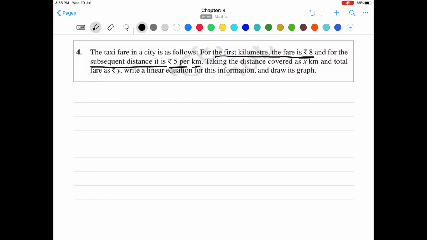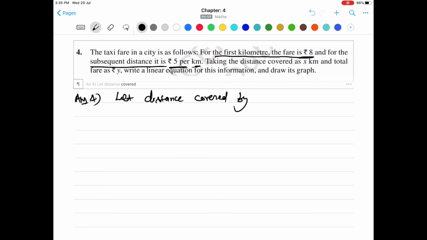Okay, so let's write it as answer number 4. We are given, taking distance covered as x kilometer. So let distance covered by taxi be equal to x kilometer, and total fare be equal to y rupees.